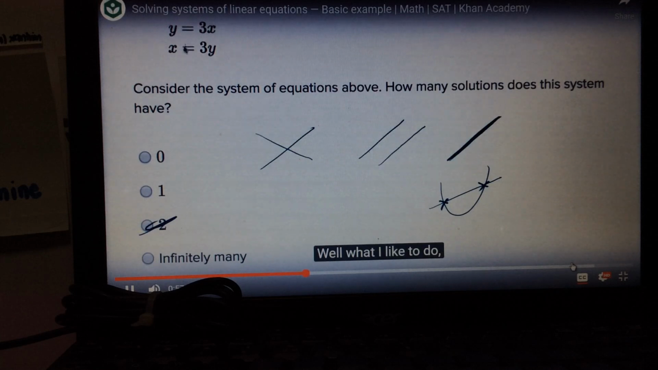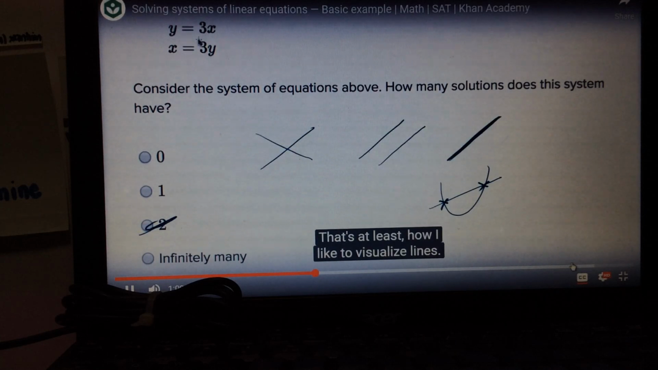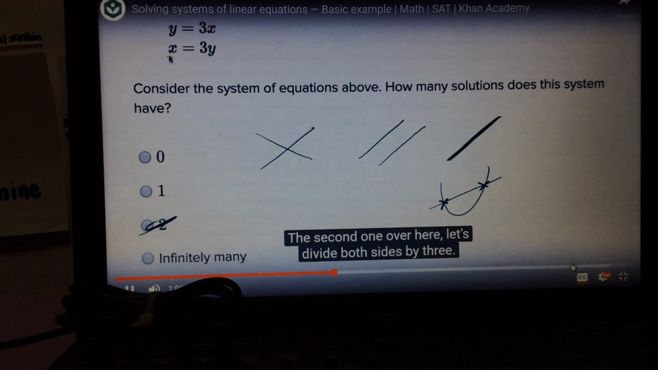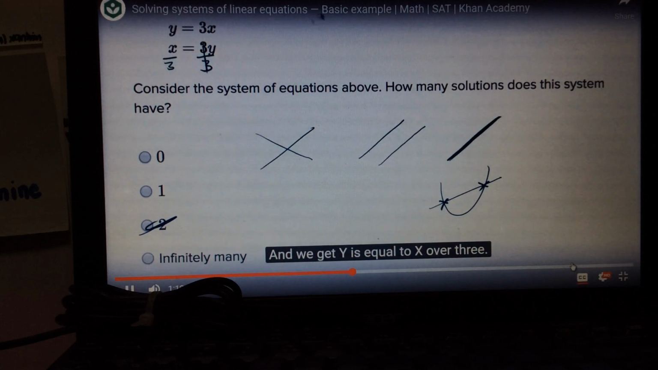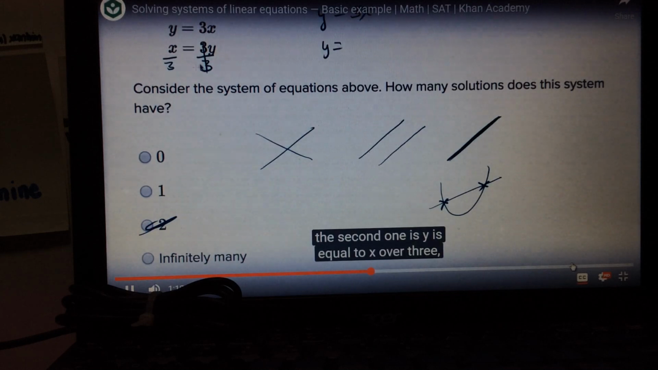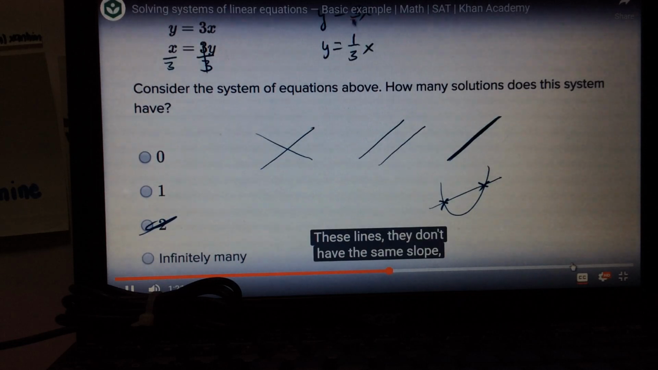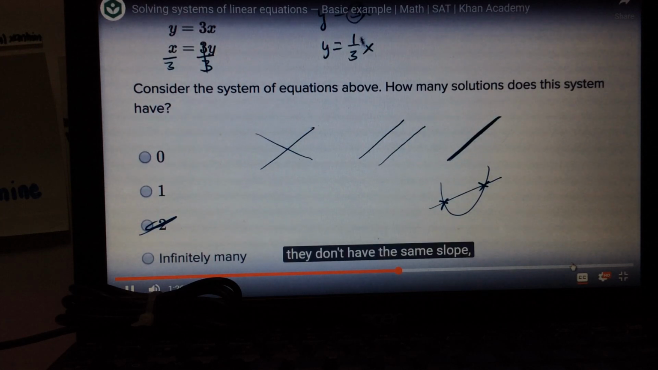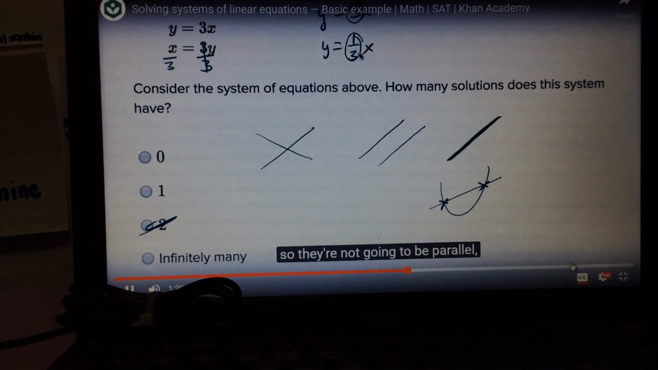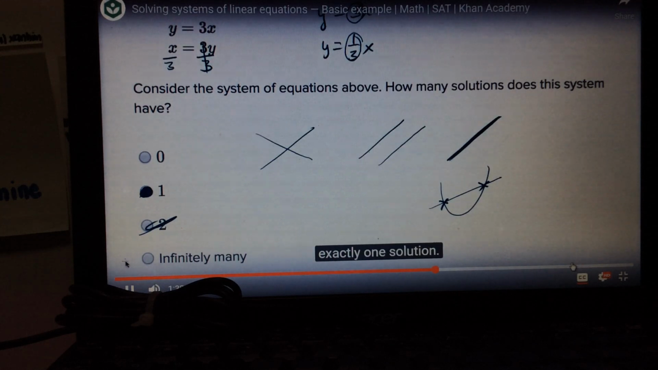But let's just think about these up here. What I like to do is solve them both explicitly for y. That's at least how I like to visualize lines. This first one is already written explicitly in terms of y. The second one, let's divide both sides by 3, and we get y is equal to x over 3. So the first one is y is equal to 3x. The second one is y is equal to x over 3, or 1/3 x. And so these lines don't have the same slope. So they're not going to be parallel, and they're not going to be the same line. So these are going to intersect. These are going to have exactly one solution.